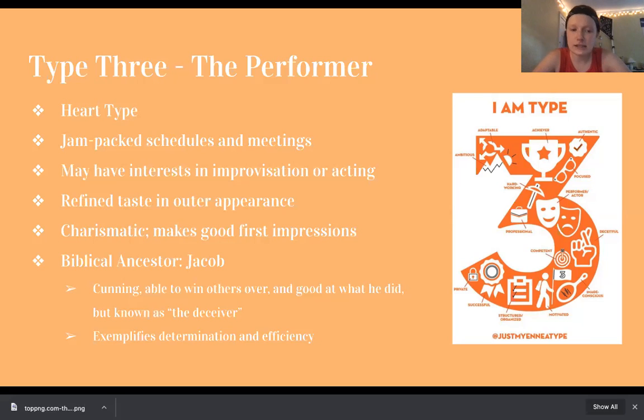And the biblical ancestor for type 3s is Jacob. Jacob was known as the deceiver. He was cunning. He was able to win others over, and he was good at what he did, which are very type 3 characteristics. And he exemplified determination and efficiency, which are very type 3.